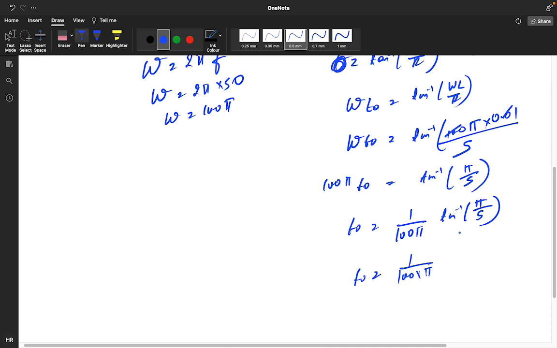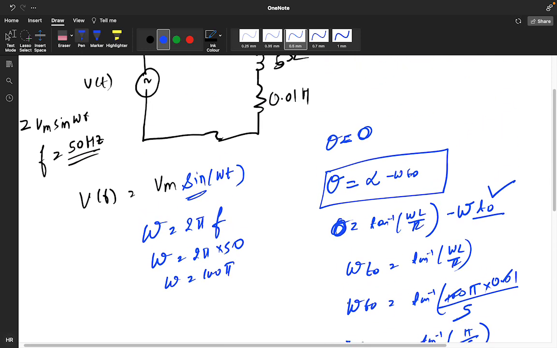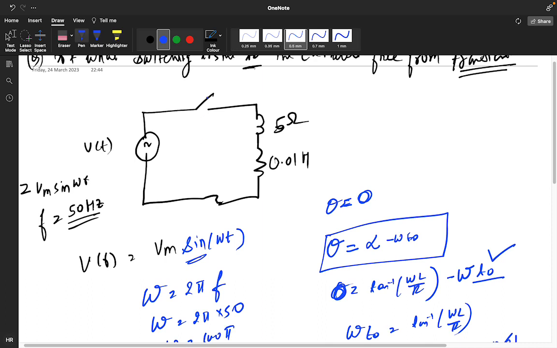You will get 0.56 divided by 100 divided by pi. So you are getting the T naught value as 1.785 millisecond. So if you switch off the circuit at t equals 1.78 millisecond, then this circuit will be free from transient.